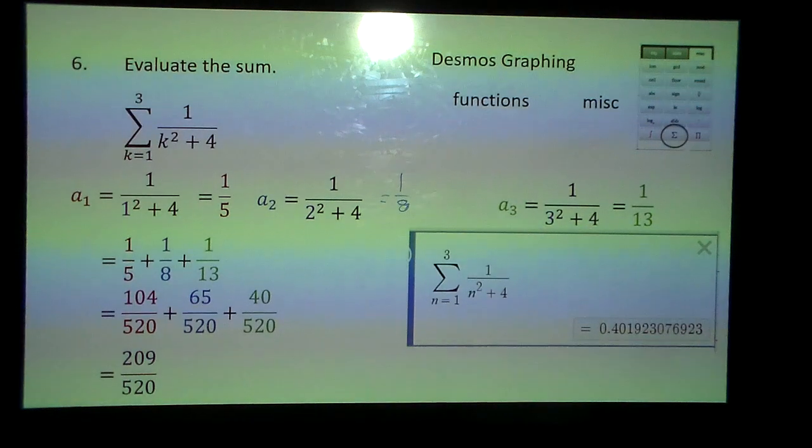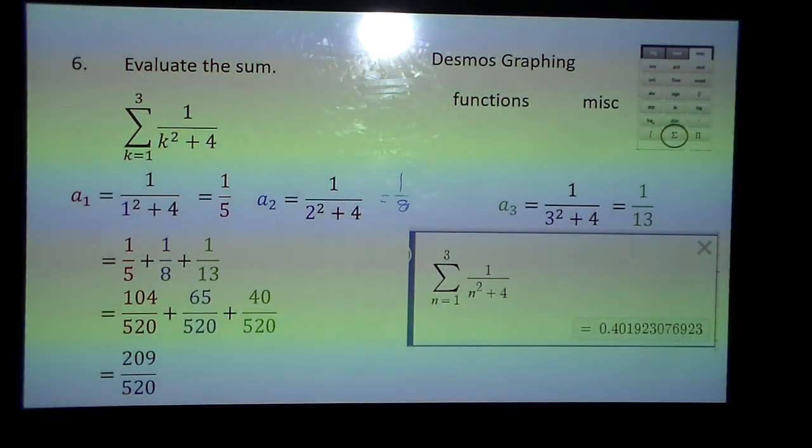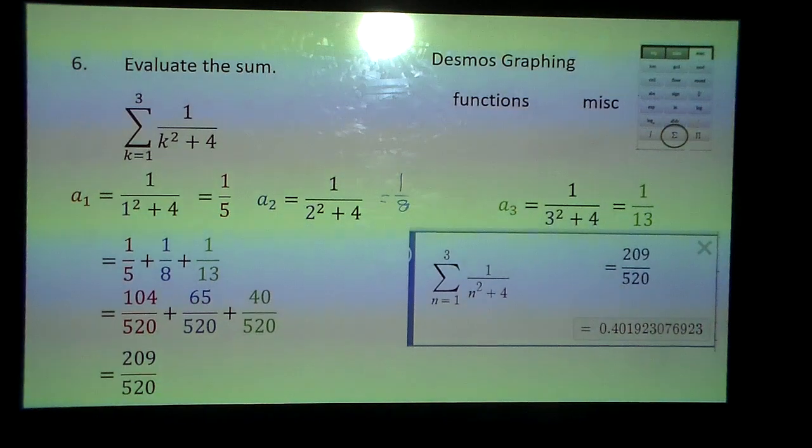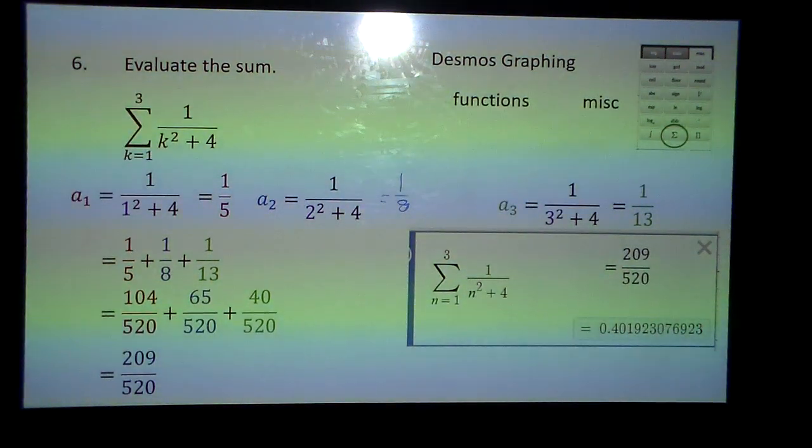All right, so then if you make a common denominator of the 1/5, the 1/8, and the 1/13, you get 520. And you can see 1/5 becomes 104 over 520. 1/8 becomes 65 over 520. 1/13 is 40 over 520. You have that 209 over 520. You can hit that number right there, but that only gives you the decimal equivalent. I think the answers on this one were all in fraction format, which is that right there.